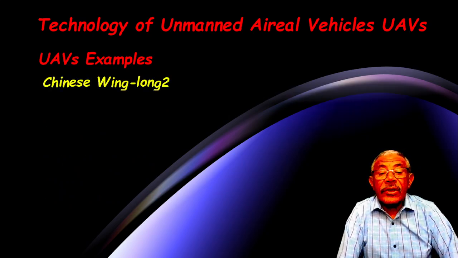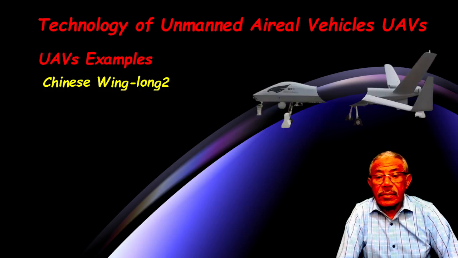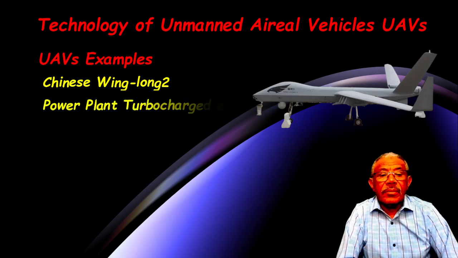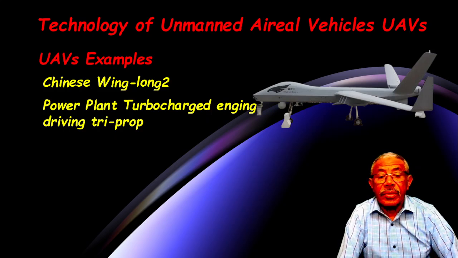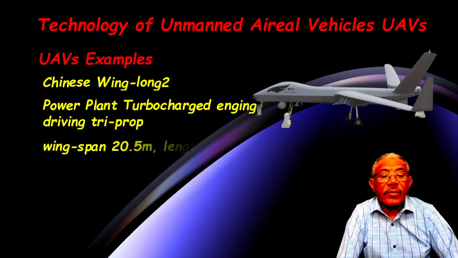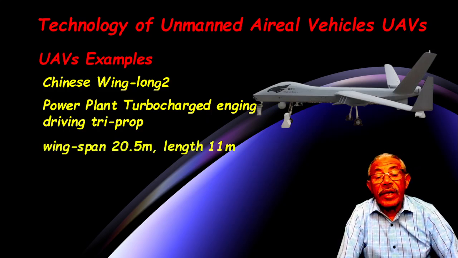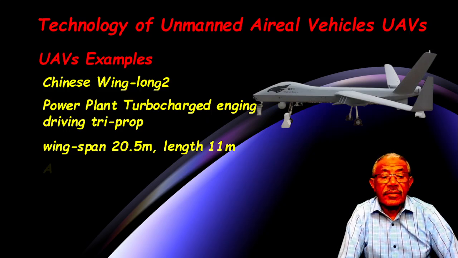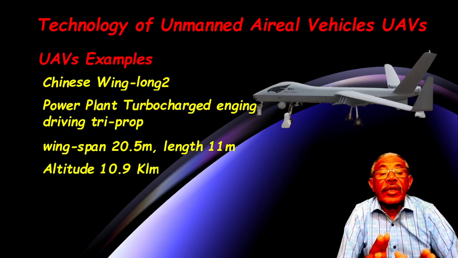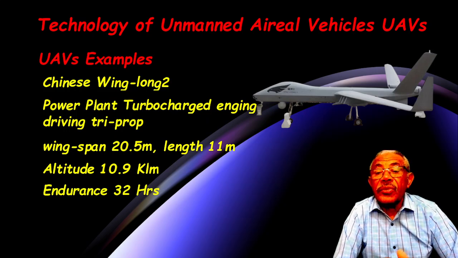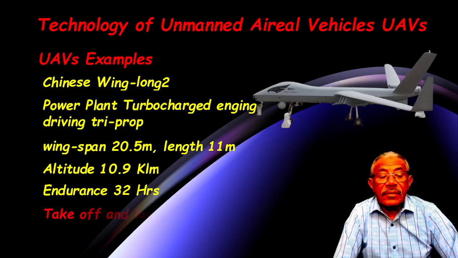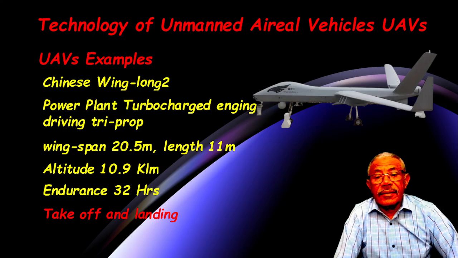Chinese Wing Loong 2. Power plant turbocharged engine driving a tri-prop. Wingspan 20.5 meters. Length 11 meters. Altitude 10.9 kilometers. Endurance 32 hours. Takeoff and landing.